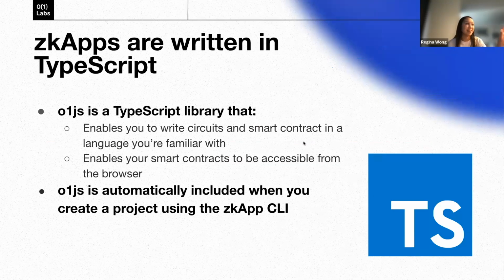So you might have noticed TypeScript in the last slide. o1js is a TypeScript library that enables you to write circuits and smart contracts in a language that most of us are familiar with. It also enables your smart contracts to be accessible from the browser. So when you download the CLI, o1js automatically comes with it.